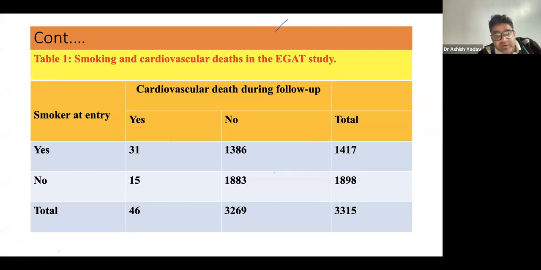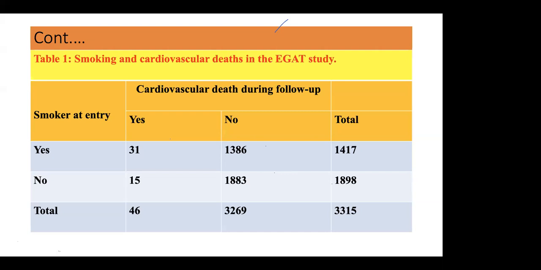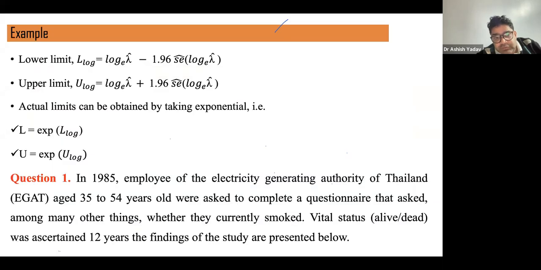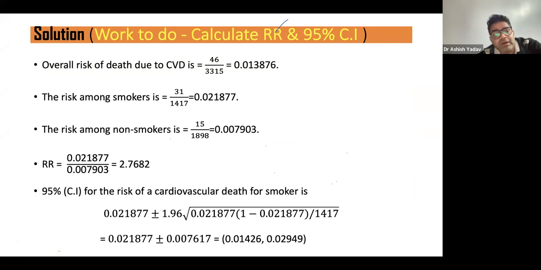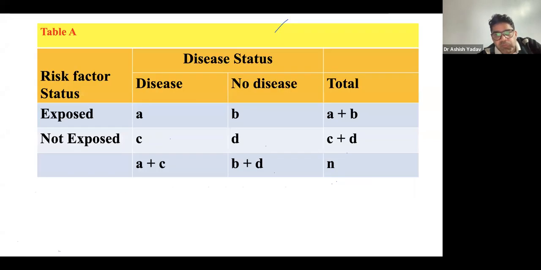So how much value are we getting? 2.8. So you can see that for the same value, we are getting this as 2.7 for RR, but we are getting a 10% higher risk when we are calculating it as OR. And if it is a protective one, we would be getting a lower value.